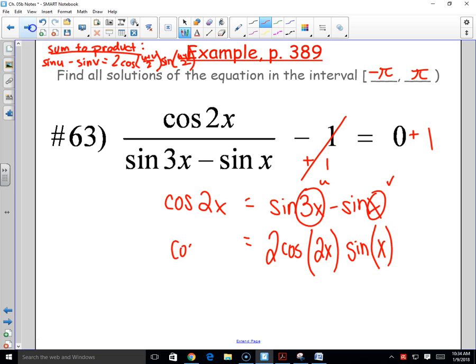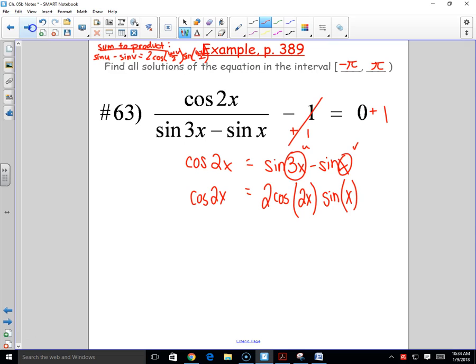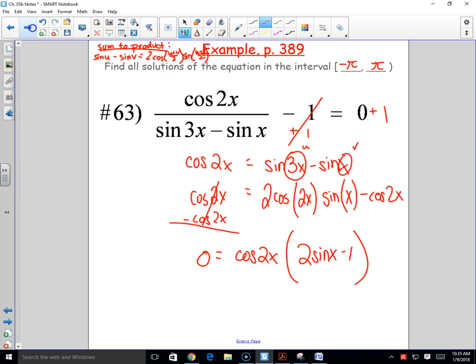Does this help at all? Yes. No addition, or I should say no more subtraction. Everything's being multiplied. And I now have some common terms. The proper way to solve this one would be to subtract the cosine 2x from both sides. It'd actually be easier for some of you to see if I write it next to the expression. 0 equals, can't I pull out a common cosine 2x? And get 2 sine x minus 1. What do I do once I factor? Set each one equal to 0.